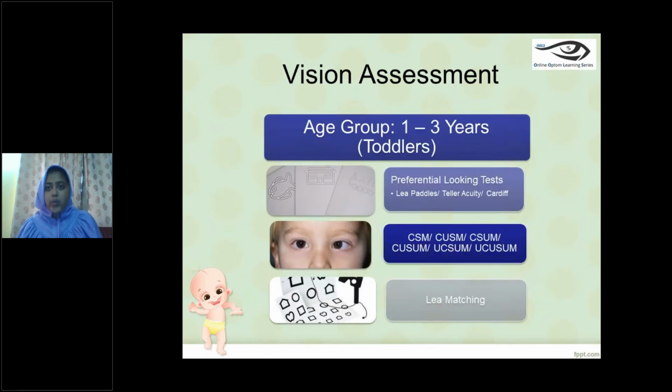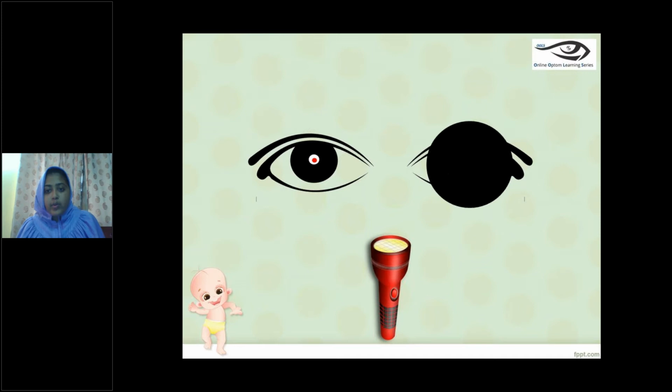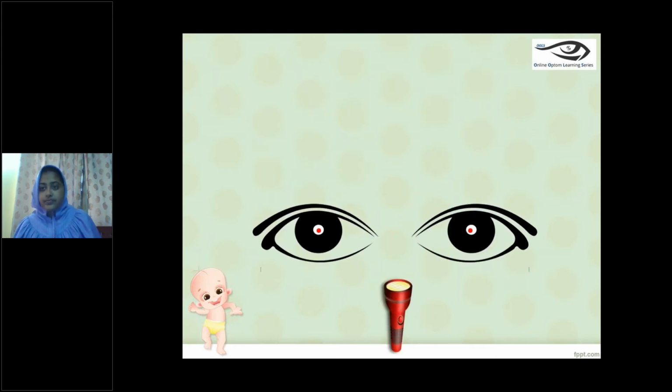I will show you how we can do the CSM method. When we shine a torchlight and see the corneal reflexes in the baby's eyes, and then we cover one eye, suppose this is what happens under cover. Okay, the eye is moving out. So when we remove the cover, the eye will move from out to in and regain fixation again.